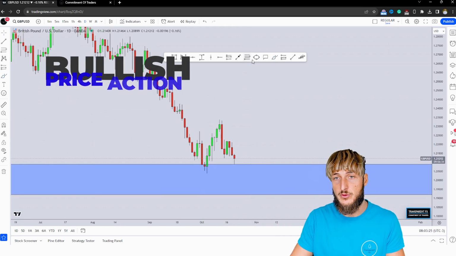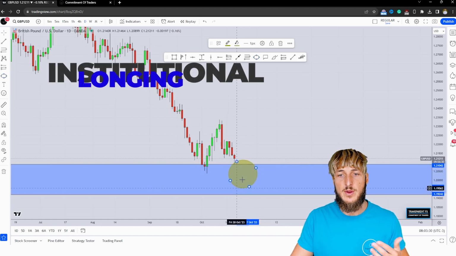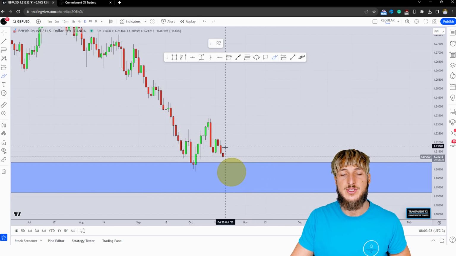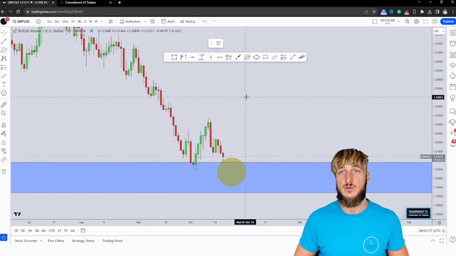So I'm definitely looking forward to seeing some institutional longing inside of the zone. Now, if that will be the case, if we will start to see institutional longing inside of this support, we could be approaching this potential reversal higher.